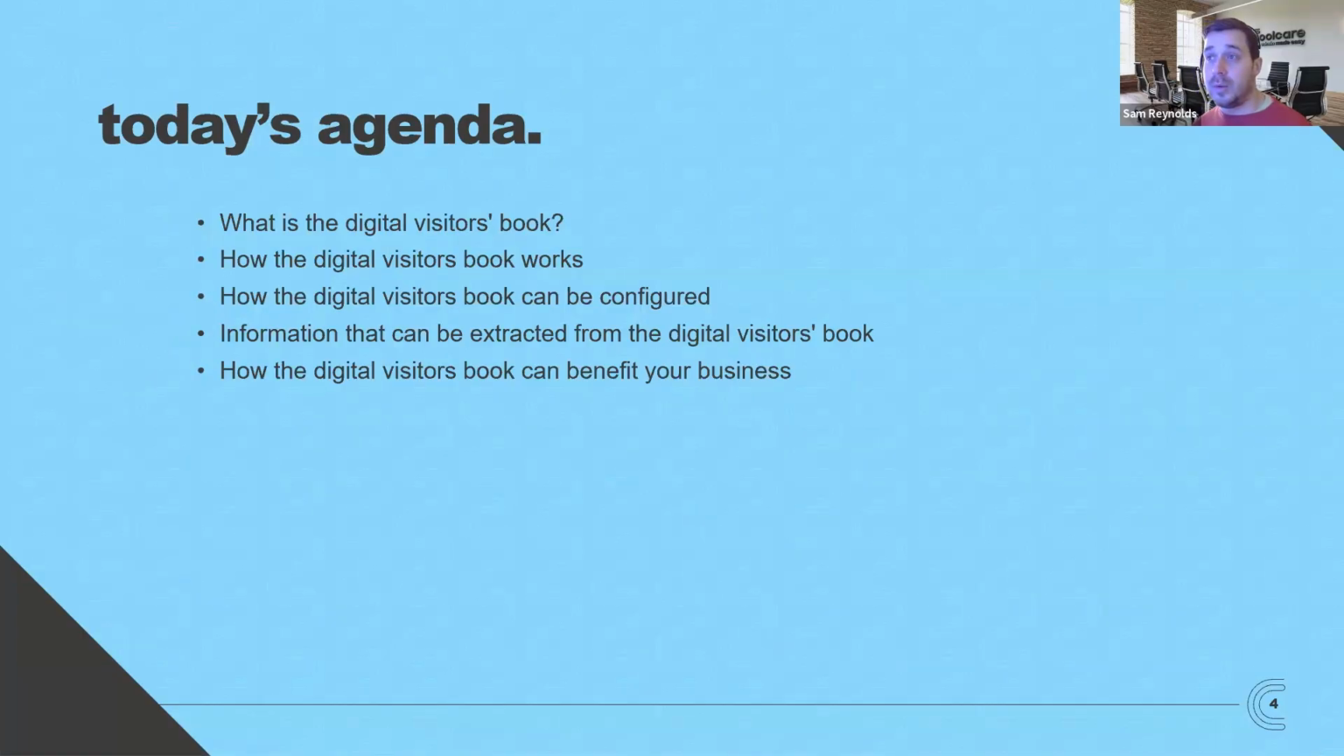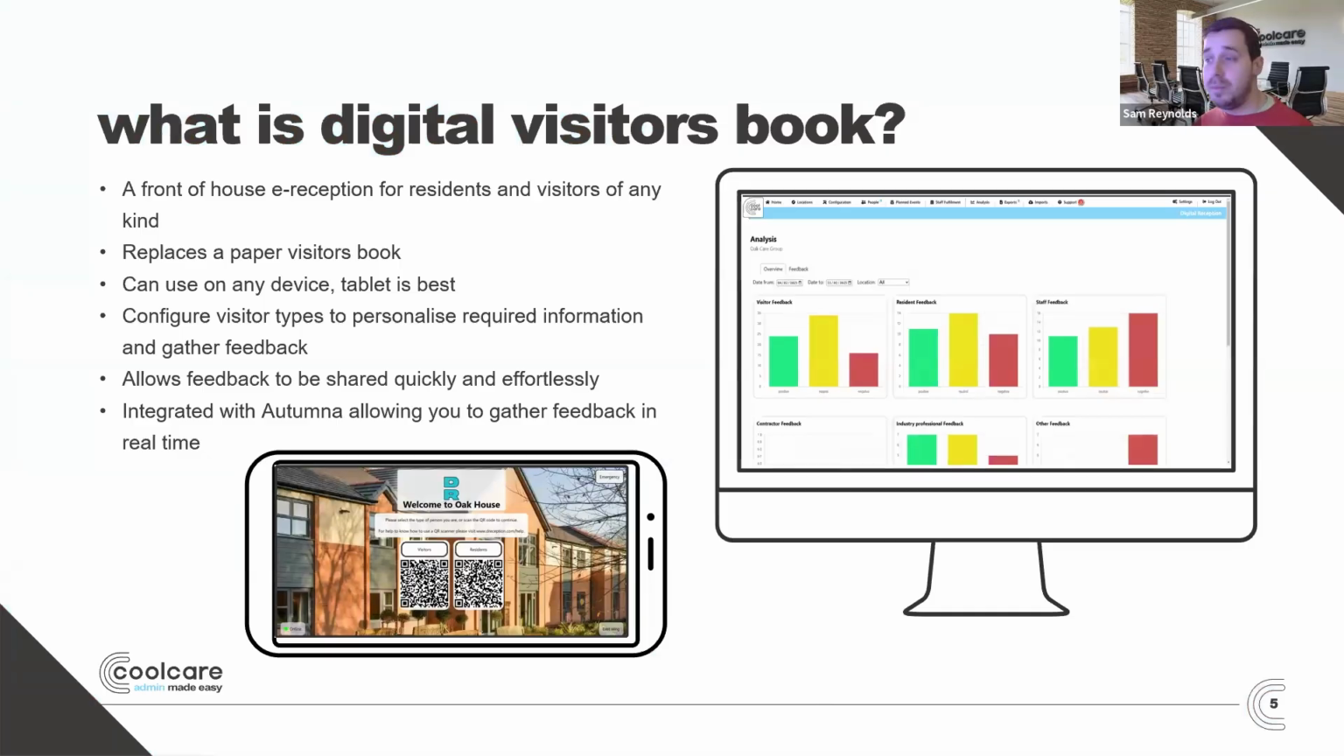So, our first question: what is our digital visitors book, if you've not seen it before? It's essentially an e-reception system for your front of house, which anyone visiting the home can use to sign in, replacing a paper physical book. You can have this on a tablet, for example, which is the best place to have it. You can configure it to have the different types of visitors use it. They can sign in, put their details in, you can gather whatever information you might need from them, and let them know about anything else going on in the home as well.